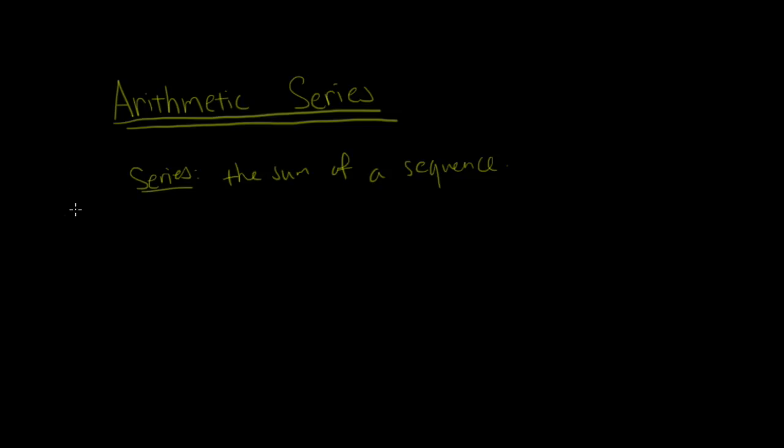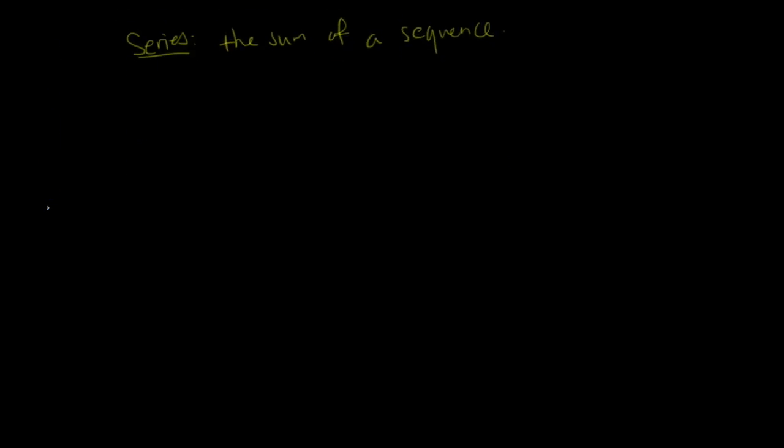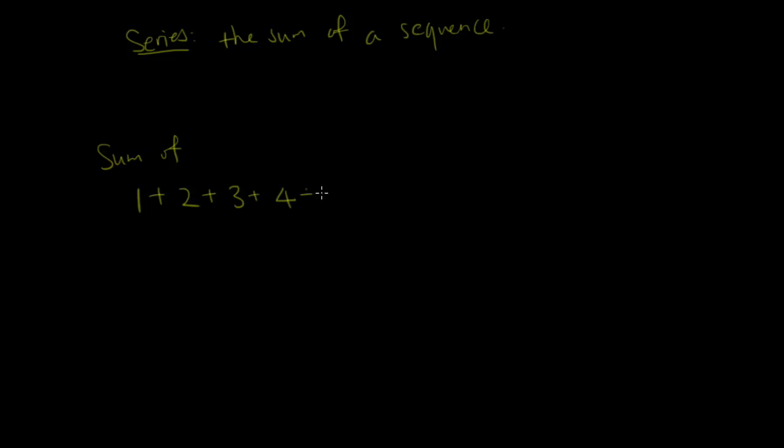So right now we're going to talk about the arithmetic series, and this relates to a very famous mathematician whose name was Gauss. The story is as follows. When he was very young, his math teacher proposed a question to the class: what's the sum of 1 plus 2 plus 3 plus 4 plus all the way to 98 plus 99 plus 100?